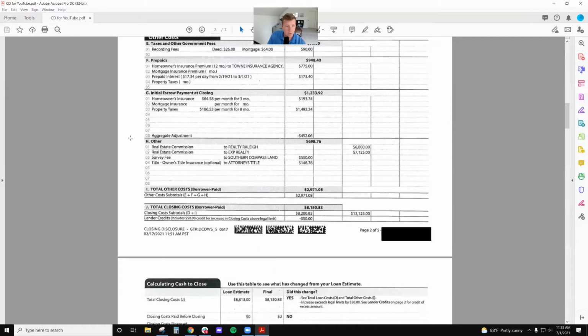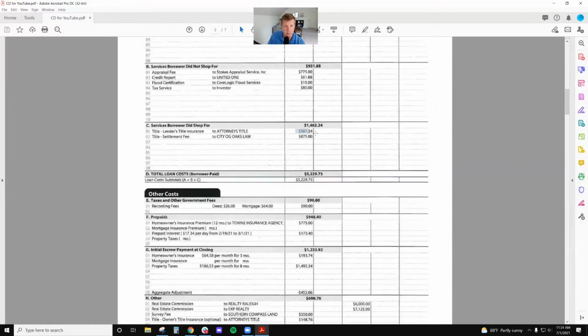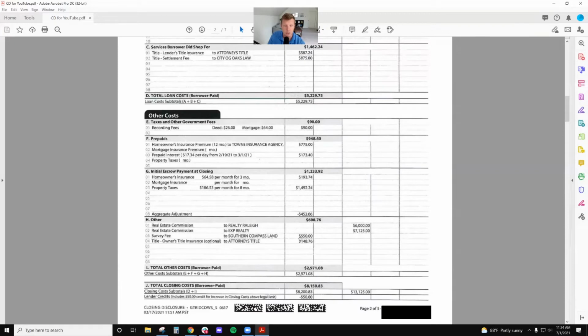All right, so now we've got other costs too, making up $698. We've got the survey fees. They paid for a survey of $500. We also have owner title insurance of $148. This is additional insurance that the owner received rather than the lender receiving. So the lender title insurance is up here, and then we've got owner title insurance right here.